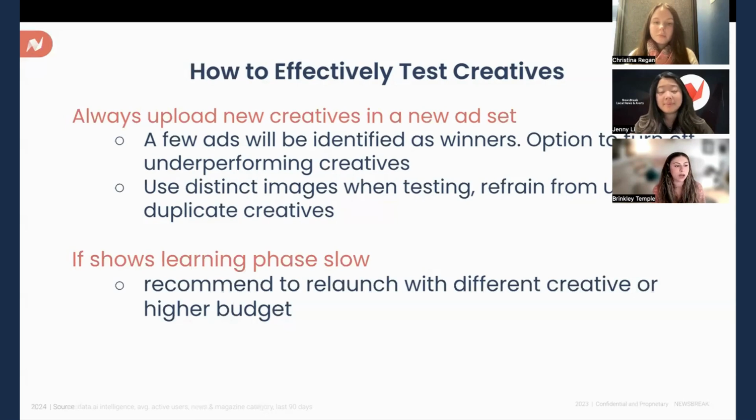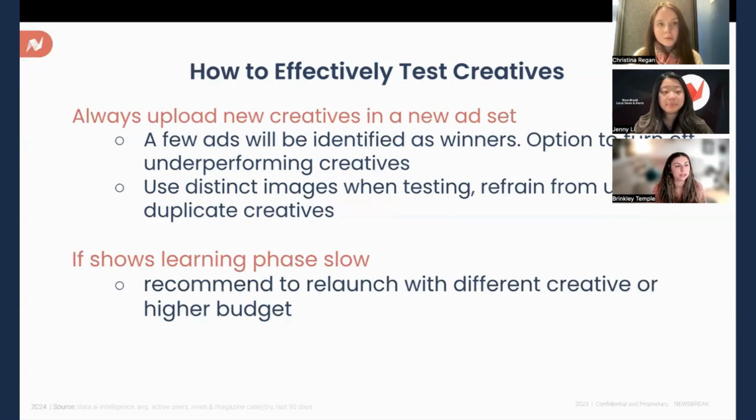And then we also have creative optimization turned on, which means that in the initial stages, we're going to split the budget. And then you're going to notice that one ad is going to get the most spend. So best practice here is to turn off all of the low performing ads. And then, kind of like how Jenny mentioned previously, always use distinct images, so not using anything that looks too similar. A variety of fresh creatives will perform better, and that's what the algorithm will favor.